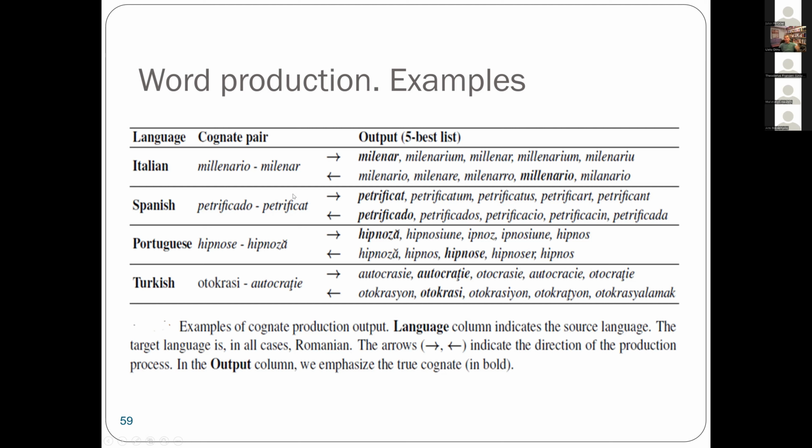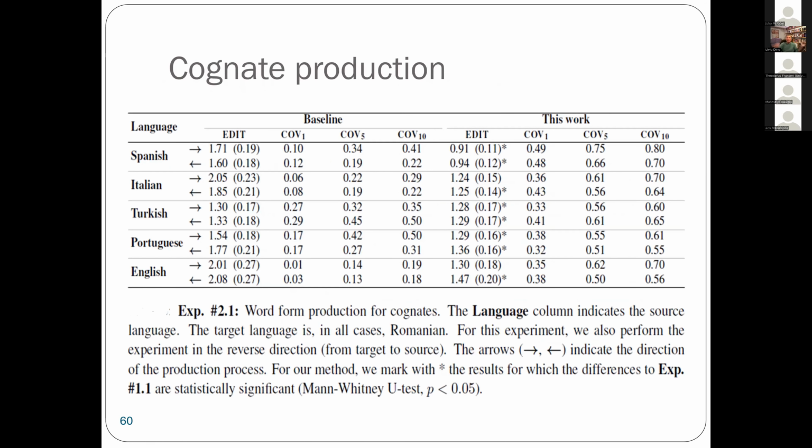For Romanian and Spanish, if we have the pair of words, we obtain the same word in first position. For Portuguese, hypnose. For Turkish, autocracy, autocracy. And the result is nice to see here: via our methodology, when we have a particular type of word pair, namely cognates, we obtain the real cognates with less than one letter difference in terms of edit distance between Romanian and Spanish, and one letter and something for Romanian and the other one.